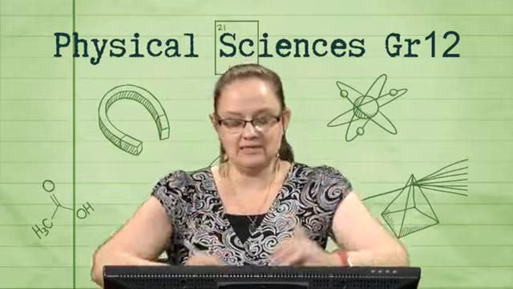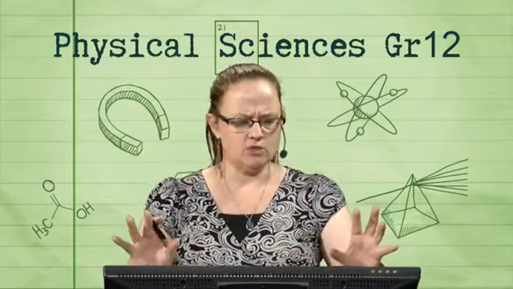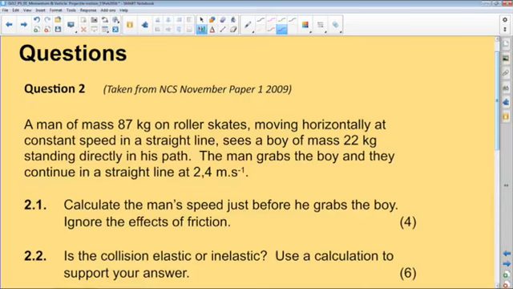So here's your first 2 minutes, and let's just read the question first, so we're all on the same track. We've got a man of mass 87 kilograms on roller skates, moving horizontally at constant speed, great. He sees a boy of mass 22, so it's a little boy, standing in his path. The man grabs the boy and they continue in a straight line at 24 meters per second. You're going to need to calculate the man's speed just before he grabs the boy and then tell me whether it's an elastic or inelastic collision with a calculation. So I'm going to give you 2 minutes to do 2.1, so your time starts now.